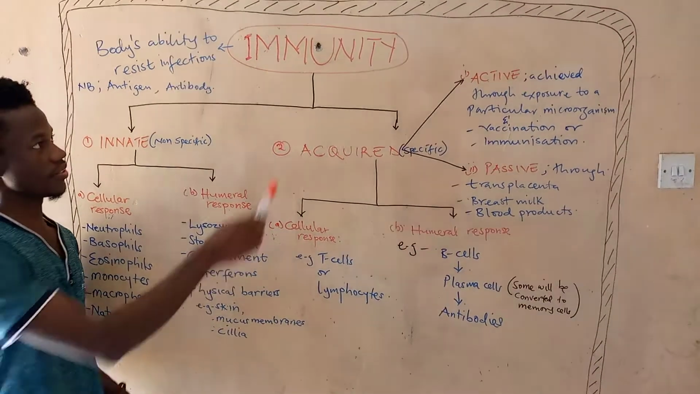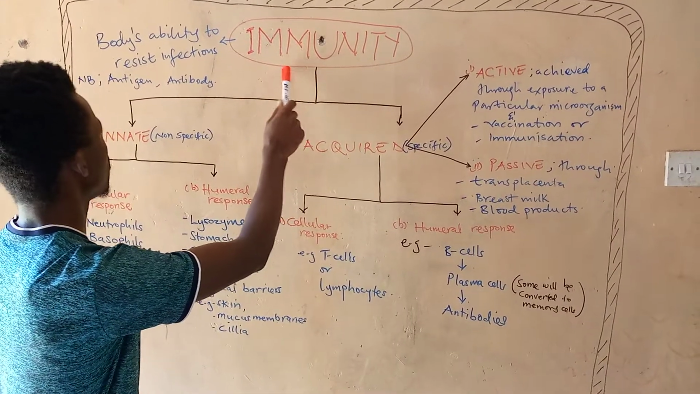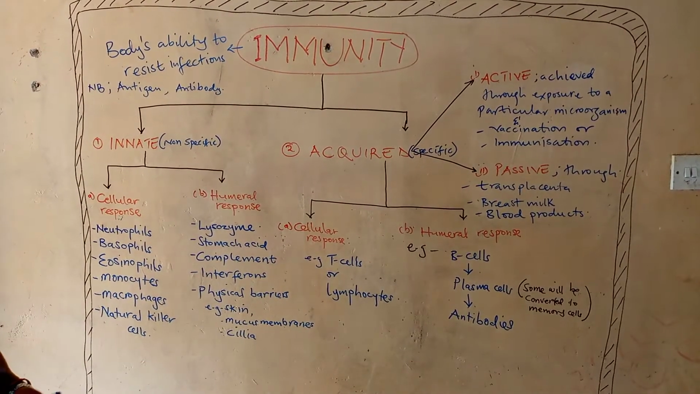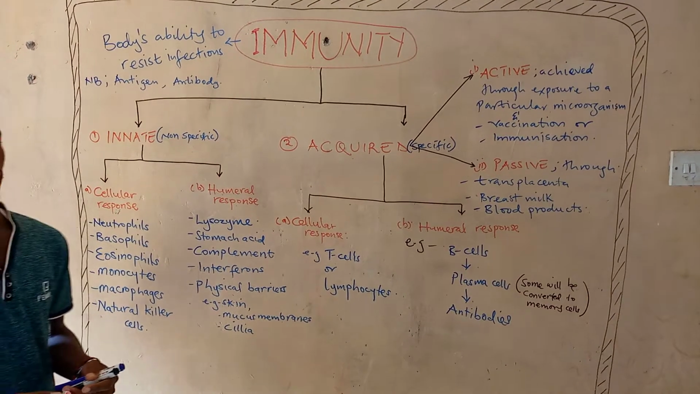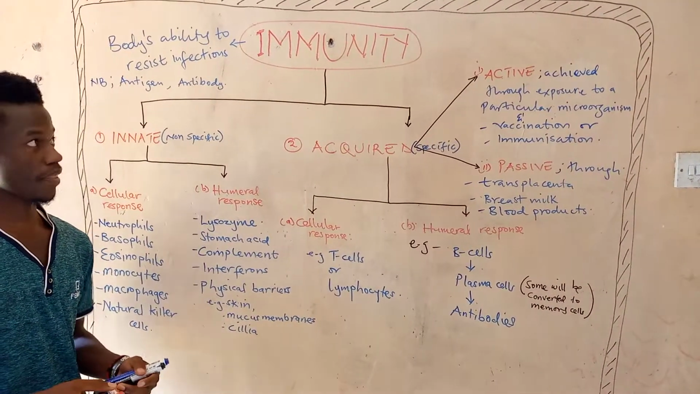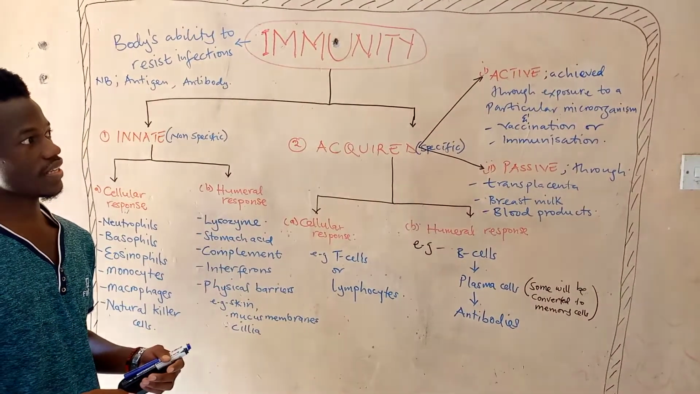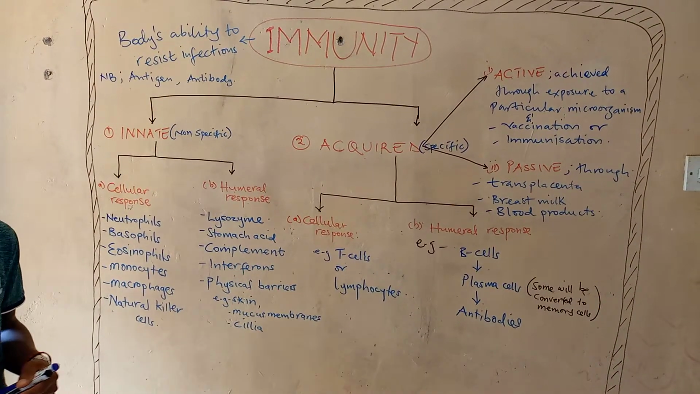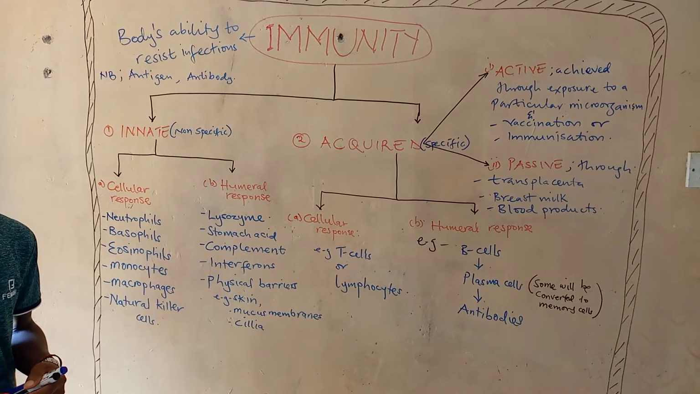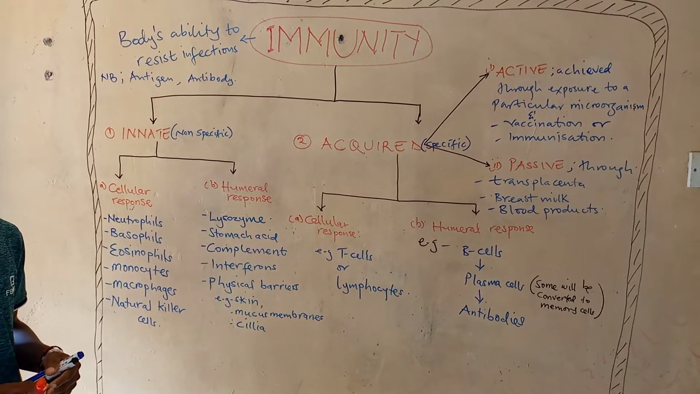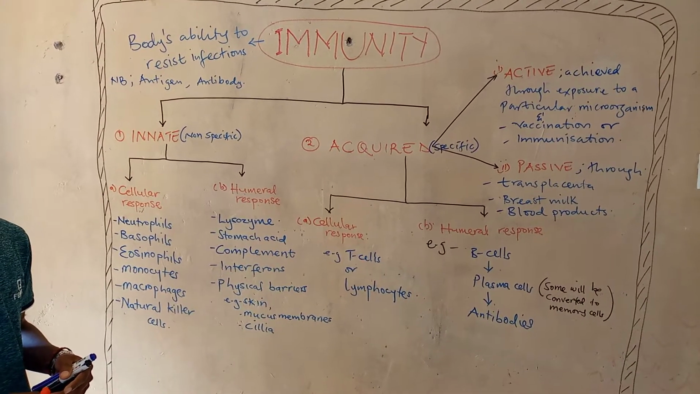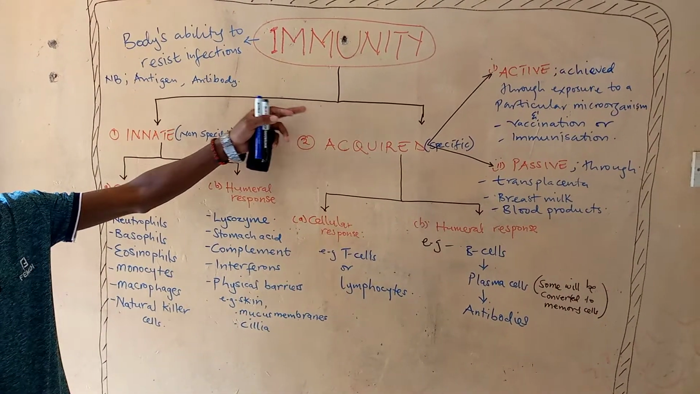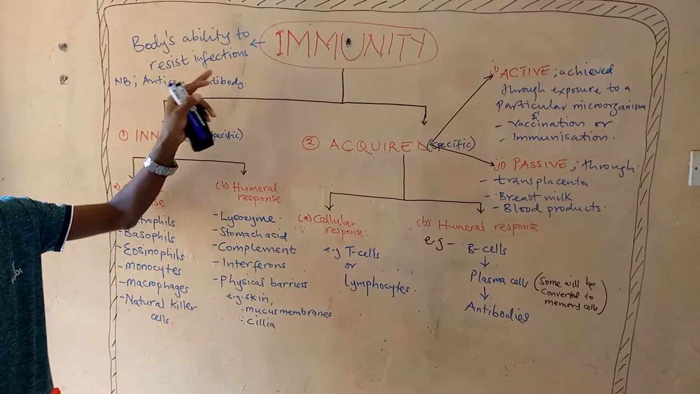So the word immunity, as you can see over here, is our topic today. Immunity simply means the body's ability to resist infections. In the world we live in, there are so many bacteria and viruses everywhere, and these cause what we call infections within our bodies. The body has to respond to protect us from being infected, and from all those situations that can cause dangerous conditions in our bodies. So immunity is simply the body's ability to resist infection.